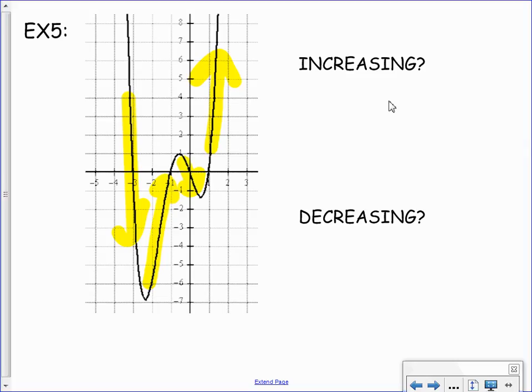Okay, here we go. Here's negative infinity. Here's positive infinity. Okay. It goes down until it hits about, what is that?